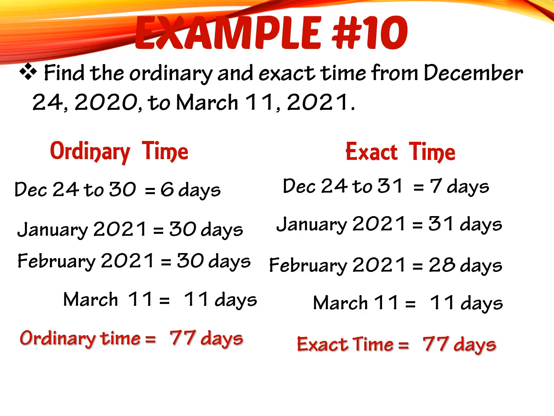But again, to compute for the ordinary time, the number of days in each month is only 30 days. For the exact time, you should know all the months that have 31 days and all the months that have 30 days only. And for February, you have 28 days.